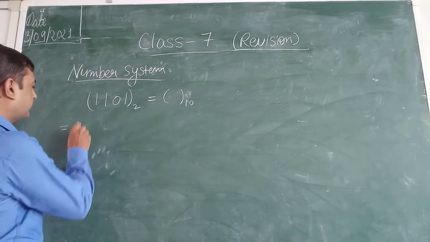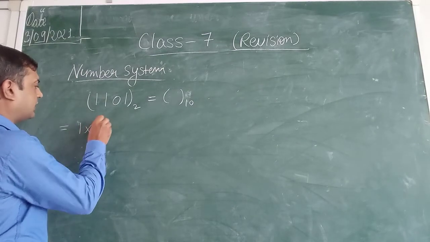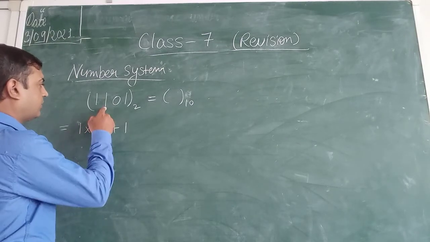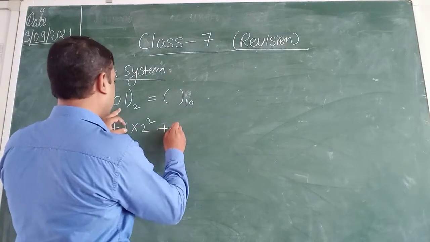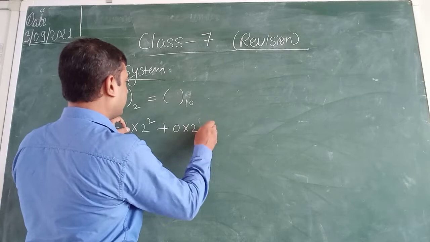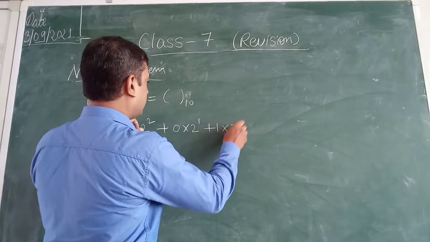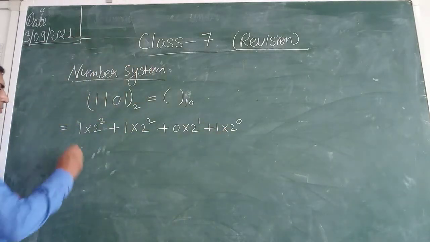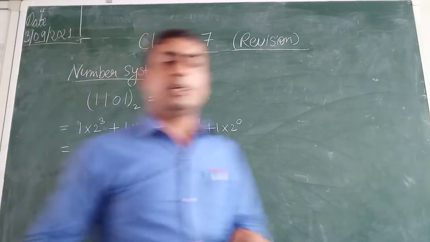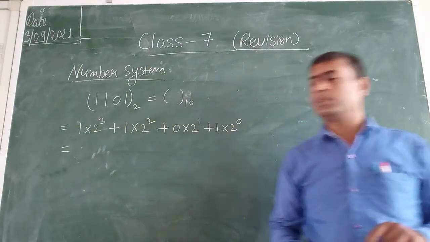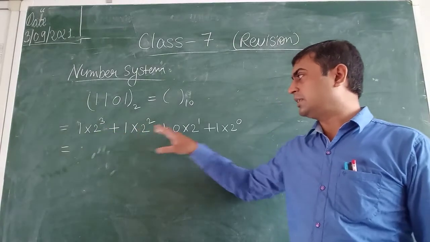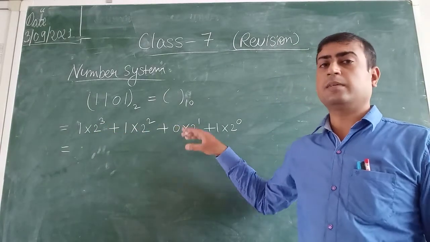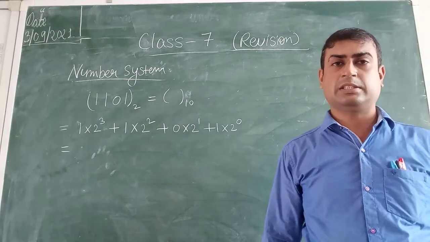This is 1 into 2 to the power 3 plus 1 into 2 to the power 2 plus 0 into 2 to the power 1 plus 1 into 2 to the power 0. If the number of digits is 4, you will start writing the powers from 1 less than the number of digits.